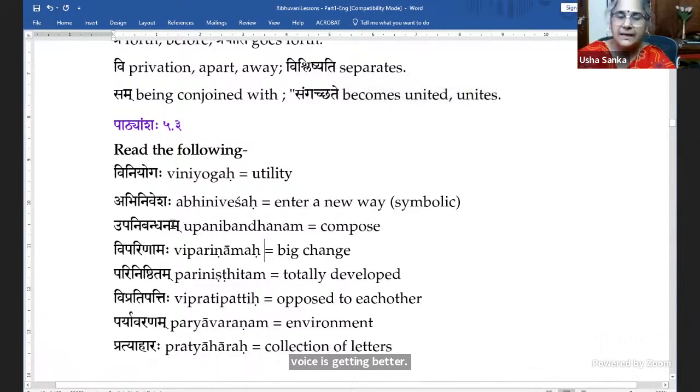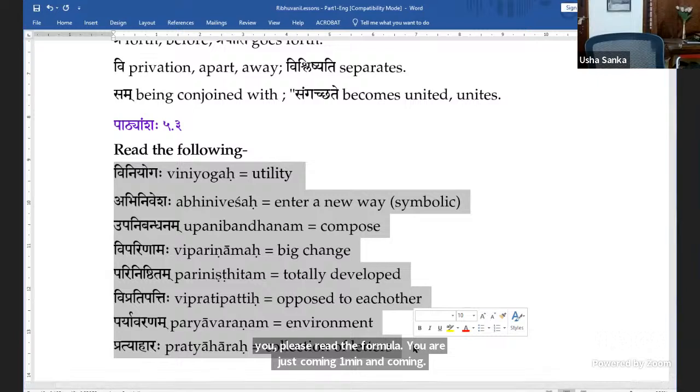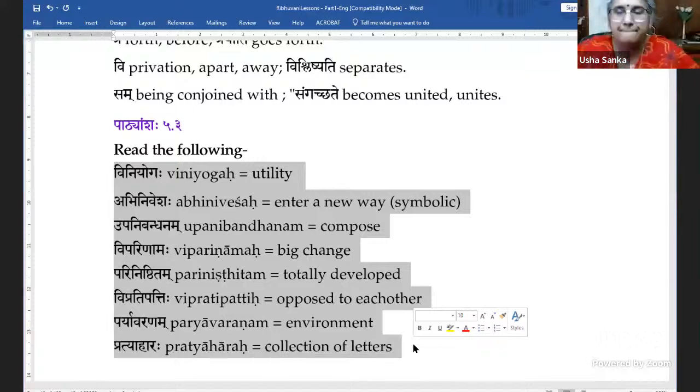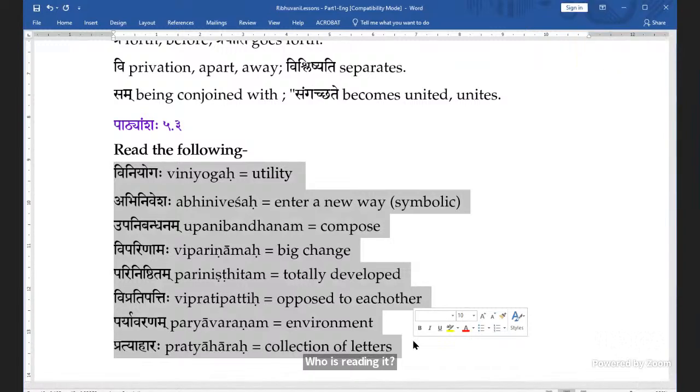Okay. Now the next, the small thing I wanted to tell you. Please read the following. I'm just coming. One minute. I'm coming. Somebody please come forth and read it. Yeah. Who is reading it? Rosa? Yes, I can read. Yes, thank you.